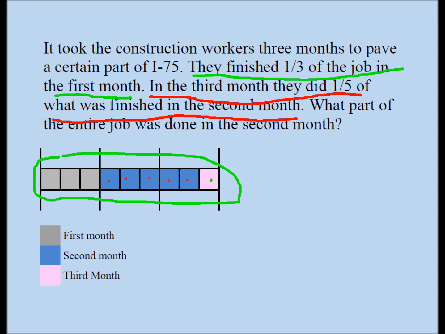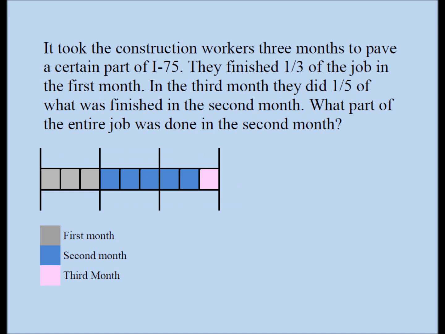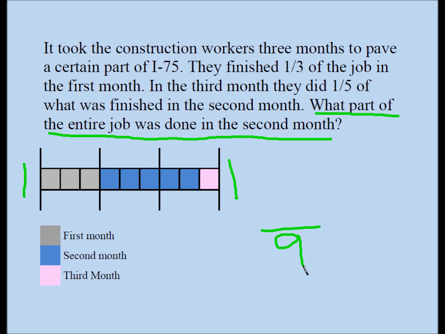And let's see what we can do. Let's erase everything for now. What are they asking for finally? What part of the entire job was done in the second month? This is the entire job. There are 9 chunks in my entire job. And 5 chunks were done in the second month. Take 5 right here. That's my answer. 5/9.